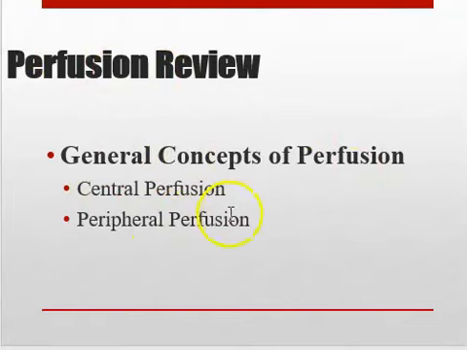And then the peripheral perfusion is that perfusion of blood and oxygen to the peripheral tissues. For example, this is what we assess when we're assessing patients' extremities are warm and they are appropriate color for their ethnicity and they have positive peripheral pulses, that kind of thing, okay?